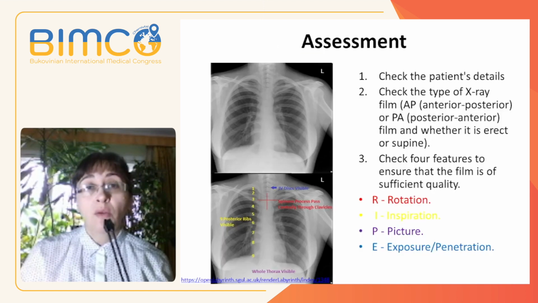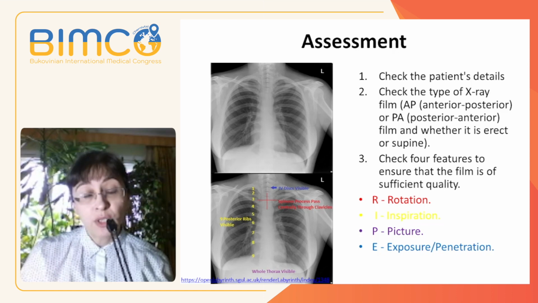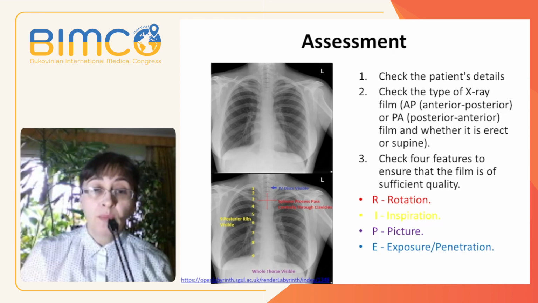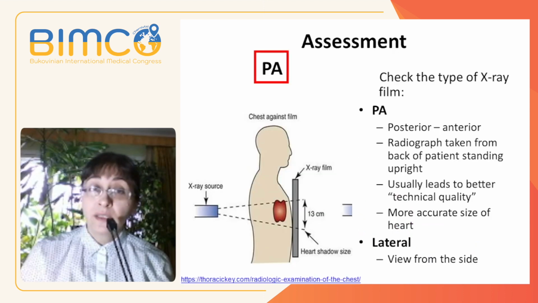First of all, how to start the assessment. You have to check the patient's details, check the type of X-ray film, and whether it was taken in erect or supine position. Check for features to ensure that the film is of sufficient quality. It is very important, such as rotation, inspiration, projection, and exposure penetration. In this class, we shall speak about X-ray posterior-anterior films and lateral views.